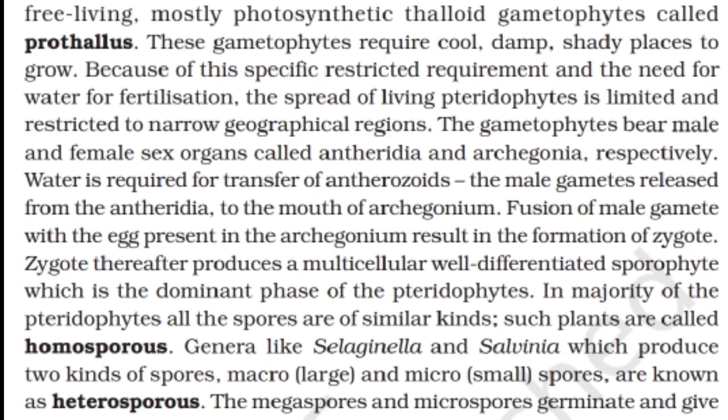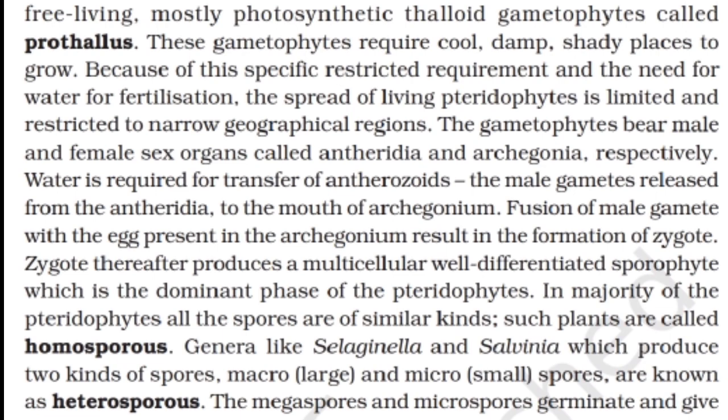In the majority of the pteridophytes, all the spores are of similar kinds. Such plants are called homosporous. Genera like Selaginella and Salvinia, which produce two kinds of spores, macro (large) and micro (small) spores, are known as heterosporous.